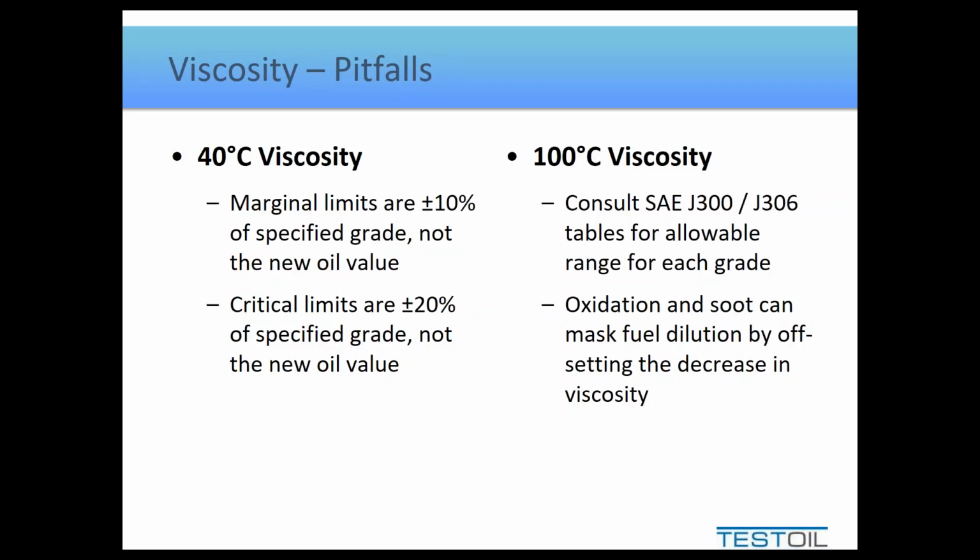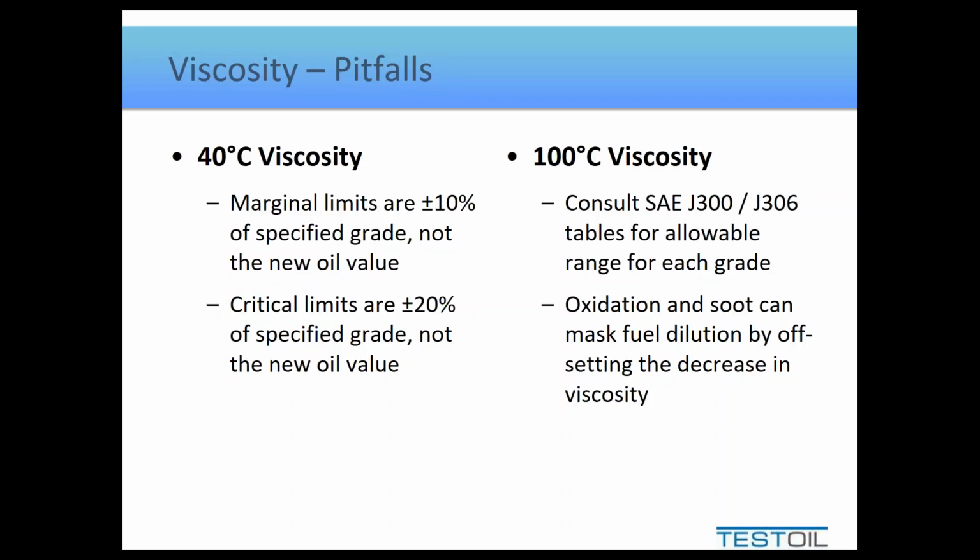The 100-degree viscosity, however, does not have a nice handy grading system or any percentage changes. So you will have to look these values up on your J300 or J306 table and confirm if they are in the correct grade or not.